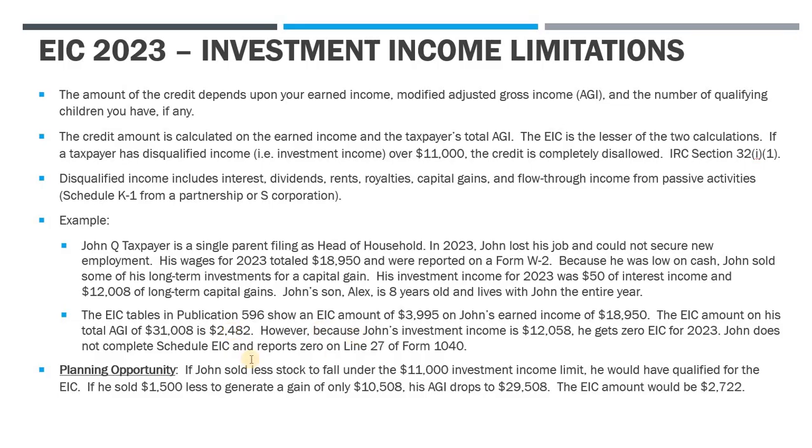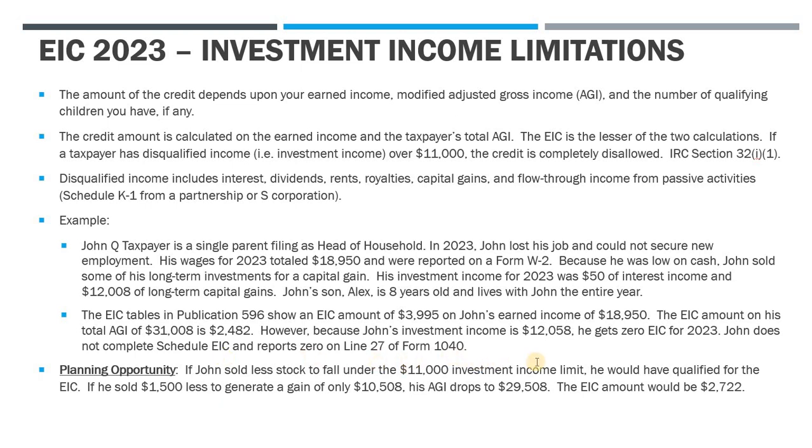So in John's case here, as we looked up on the publication, the EIC amount based on his earned income was $3,995. The EIC amount on his total AGI, which is $31,008, would be $2,482. So if John didn't have any investment income and was just using these amounts, the EIC amount would be the lesser of these two. So he would actually be able to claim $2,482 based on that AGI of $31,008.